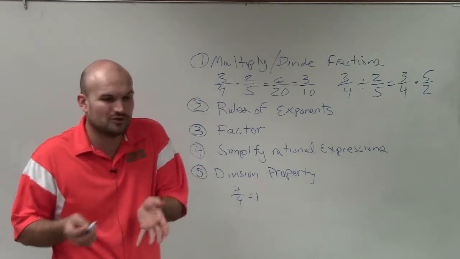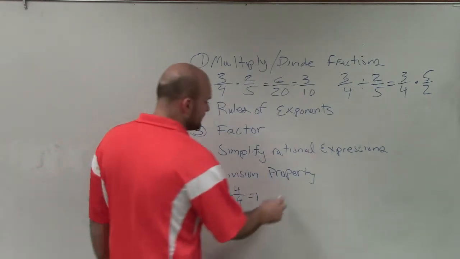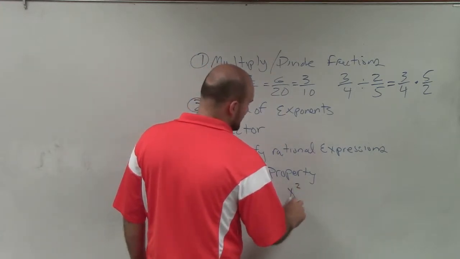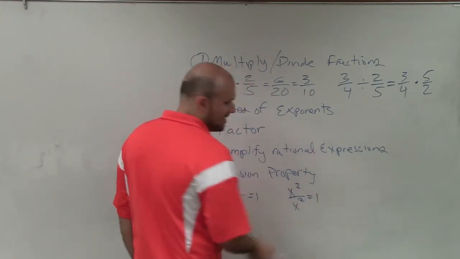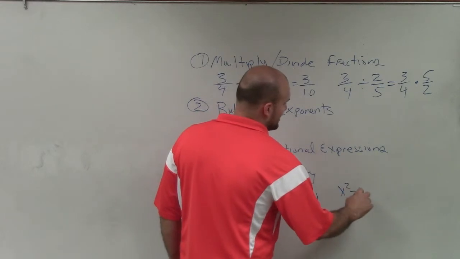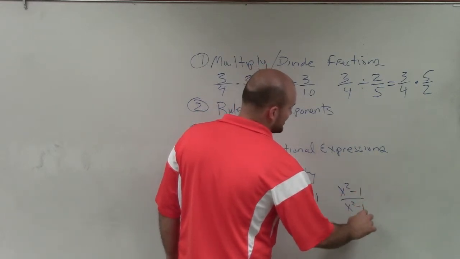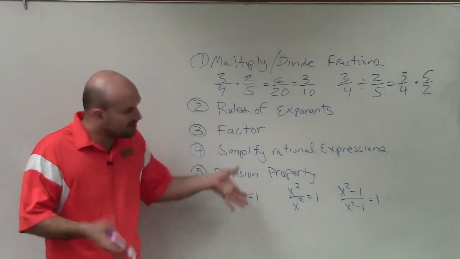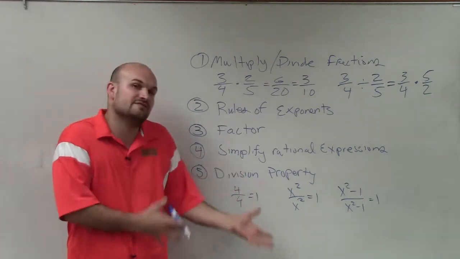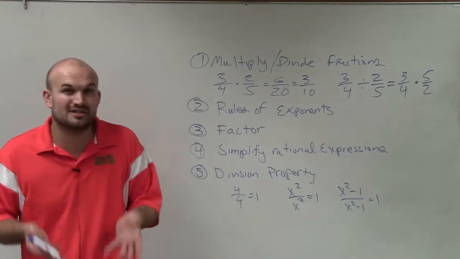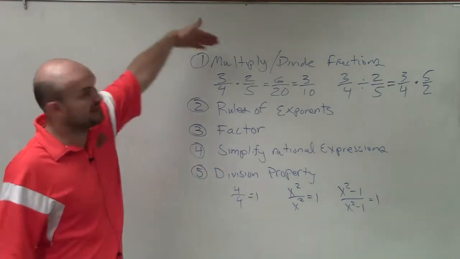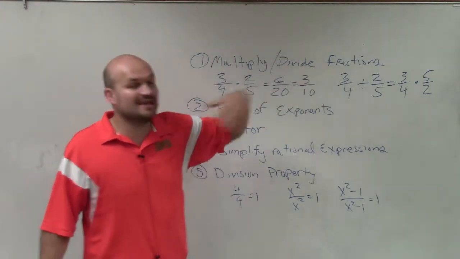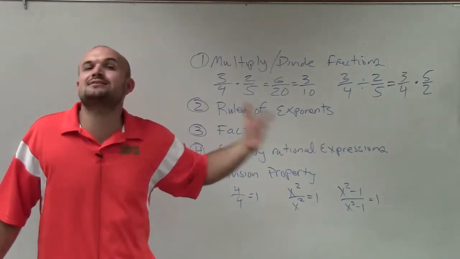But that doesn't just hold true for numbers. It also holds true for expressions. If I said x squared divided by x squared, we know that equals 1. If I said x squared minus 1 divided by x squared minus 1, that also equals 1. So the whole process of simplifying is applying the division property to get our rational expression in its simplest terms. Then we can multiply and divide, following our process. And then after we've completed that, we always want to look to simplify again.